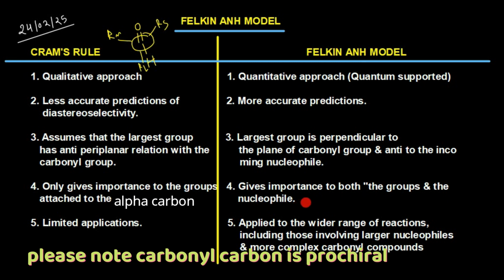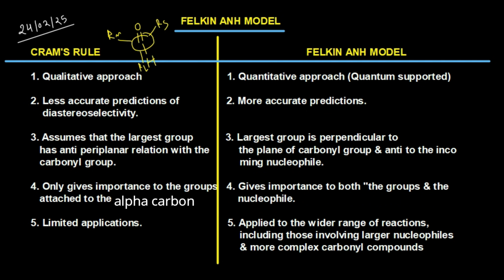See, the size of the nucleophile again plays a very important role in nucleophilic addition reactions, but Cram's rule completely ignores the size of the nucleophile, and the Felkin-Anh model gives emphasis to the size of the nucleophile as well. That's why it gives a more accurate prediction of the diastereomer percentages, right? And Cram's rule has very limited applications. At times it fails, but the Felkin-Anh model applies to a wider range of reactions, including those which involve a large nucleophile and very complex carbonyl compounds.